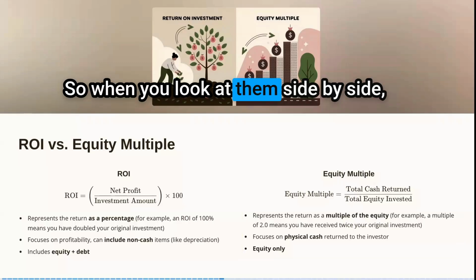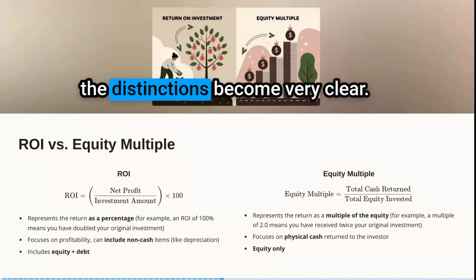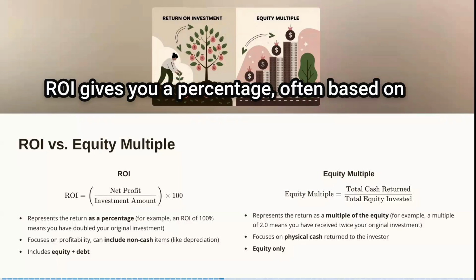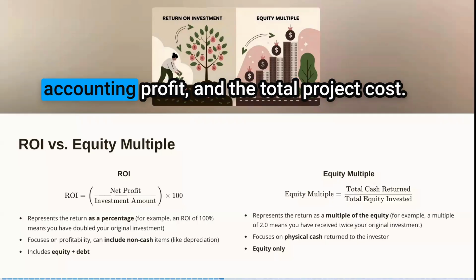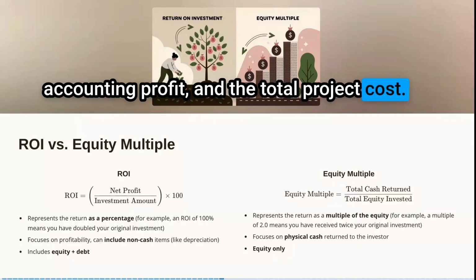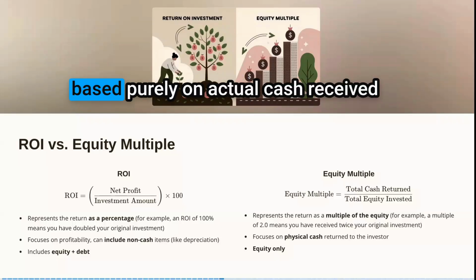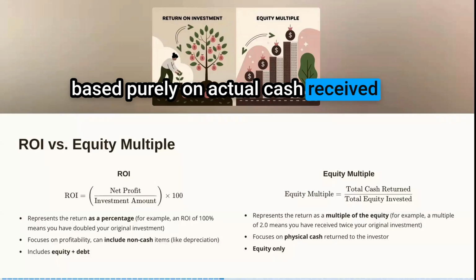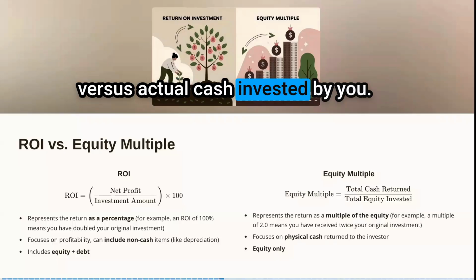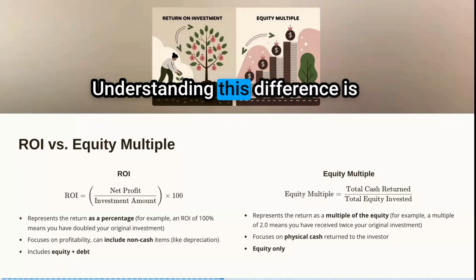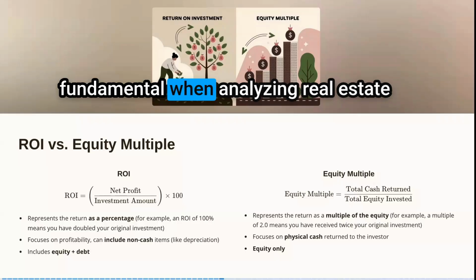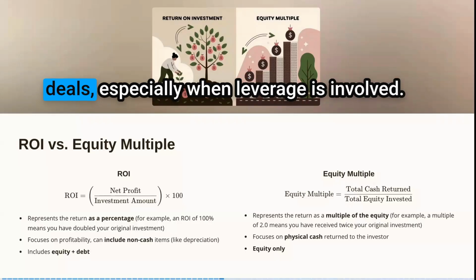So, when you look at them side by side, the distinctions become very clear. ROI gives you a percentage, often based on accounting profit and the total project cost. Equity multiple gives you a multiplier based purely on actual cash received versus actual cash invested by you. Understanding this difference is fundamental when analyzing real estate deals, especially when leverage is involved.